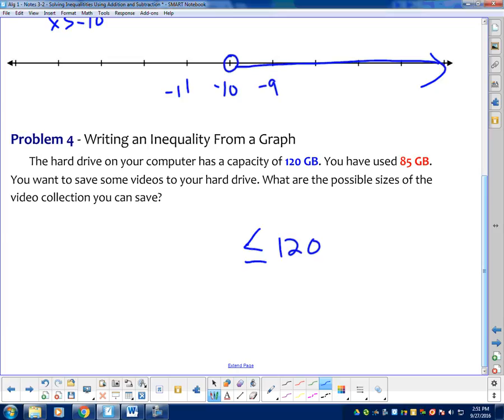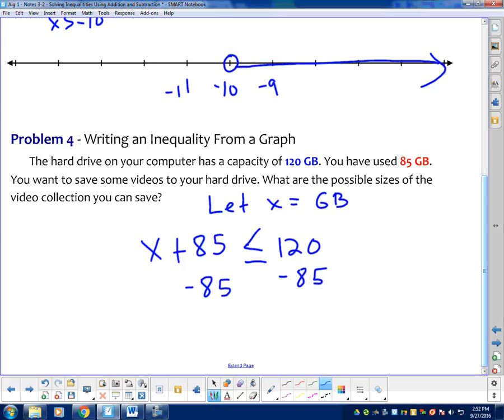So if we let x equal gigabytes, then I've got x plus 85 has to stay less than or equal to 120. So how do I solve that to figure out the amount of space left? Subtract 85. Most of you probably already did that in your head. You don't have to write an algebraic inequality to do that, right? This is another example of we do algebra even when we don't know we're doing it.